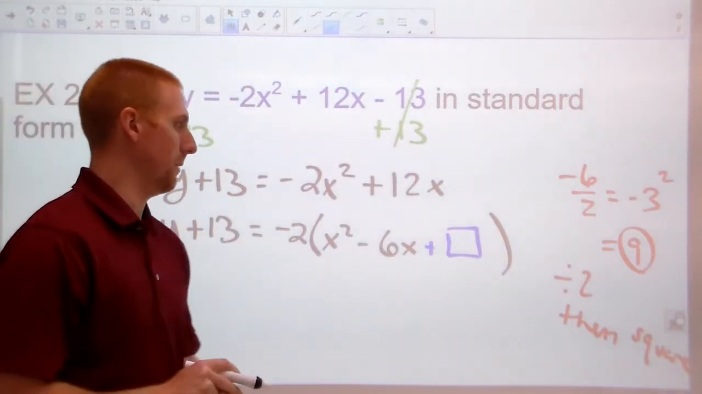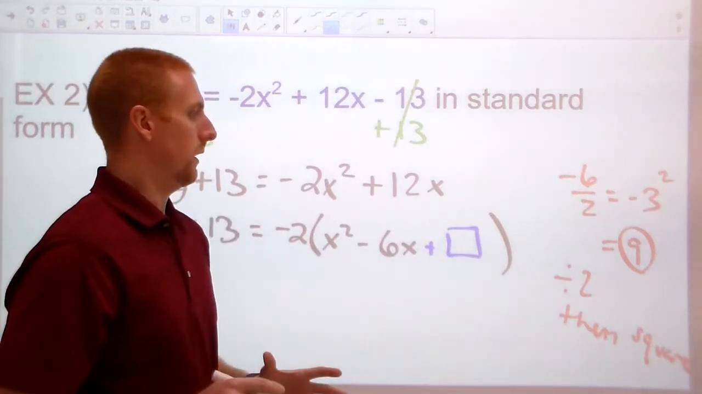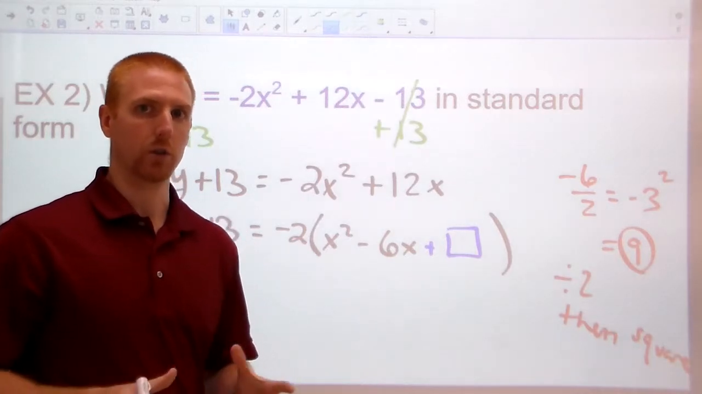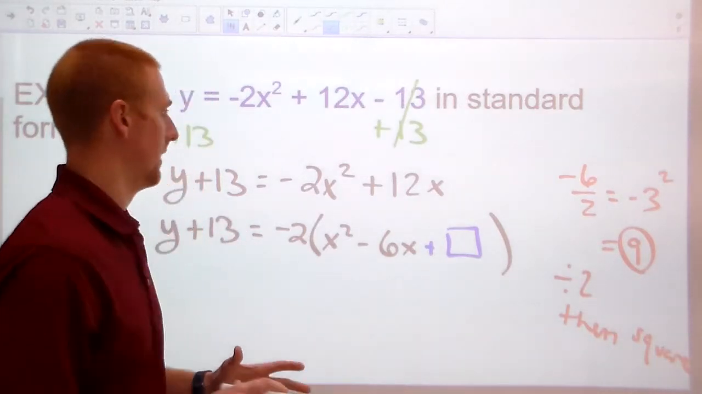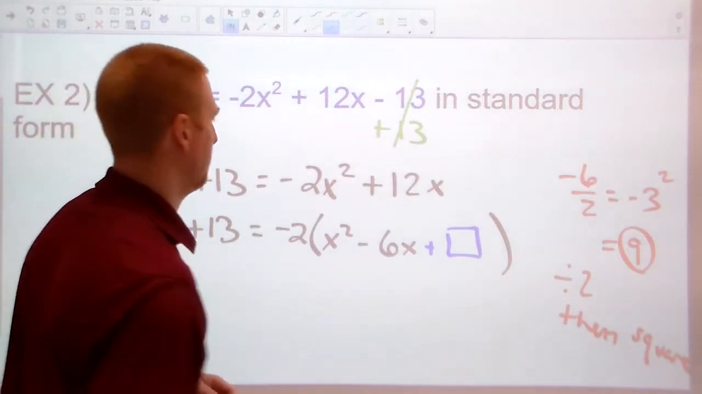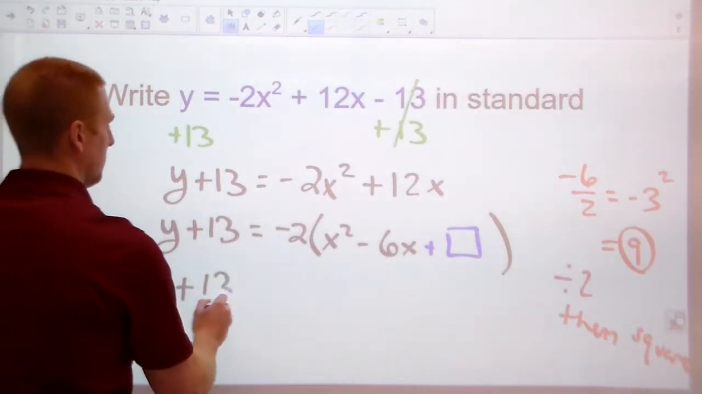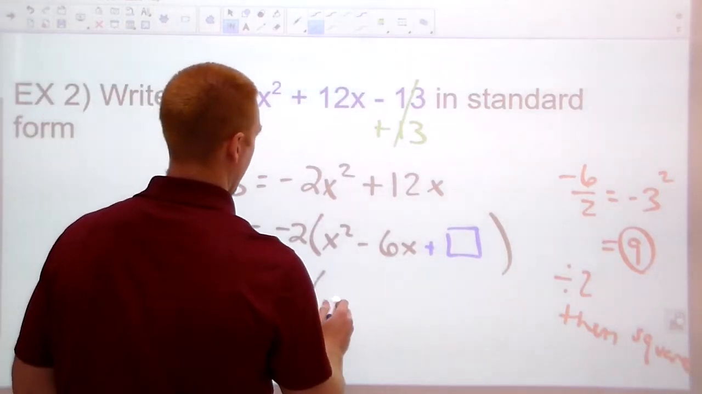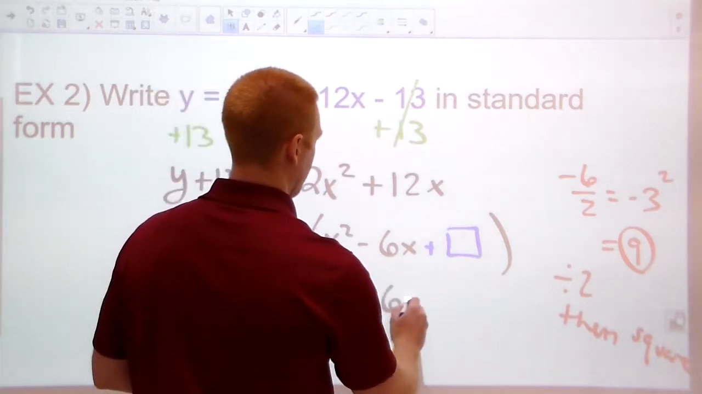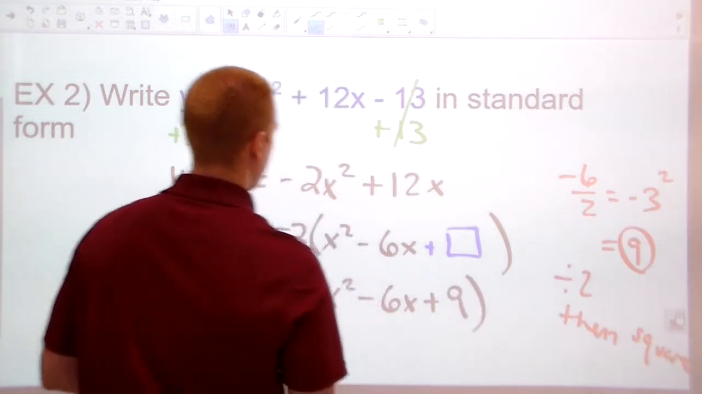And that's going to be a theme of the class. It's important to know how to do the math, but it's even more important to understand how it works so you can understand what you're doing when you get to calculus. You really need to understand what's going on in the background next year to really understand what's happening. So let's run through it. Y plus 13 is negative 2 times x squared minus 6x plus 9.